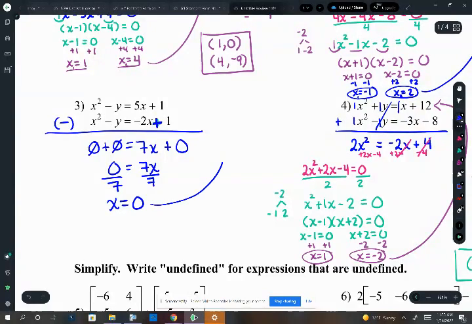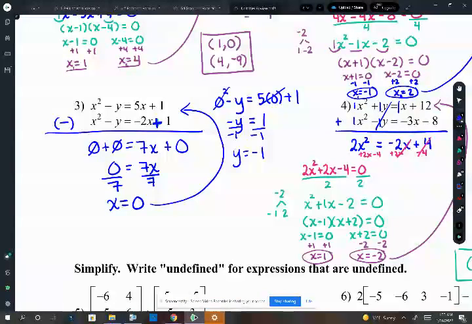All right, so we're going to take that. We're going to plug it in up here to one of the equations, and we're going to go 0 squared minus y equals 5 times 0 plus 1. And so that we don't worry about. So negative y is equal to 1. So then we divide both sides by negative 1, and we get y is equal to negative 1. So it would say that these two u's, or quadratics, would intersect at the point 0, negative 1.